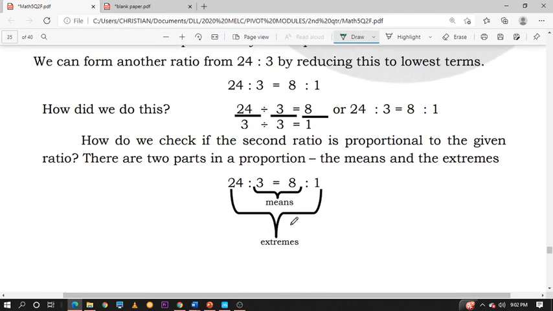So, paano natin i-check kung tama po ba yun? Yung 24:3 ay equal sa 8:1. So, i-multiply natin yung extremes. So, 24 times 1 is 24. And yung means ay 3 times 8 is 24. So, pareho. So, ibig sabihin, tama yung ating proportion.